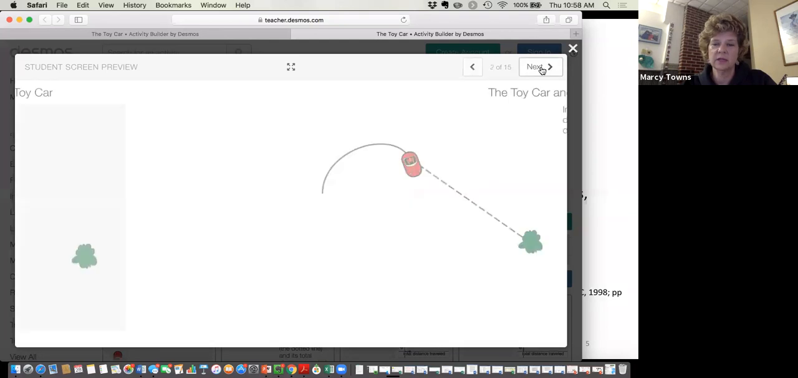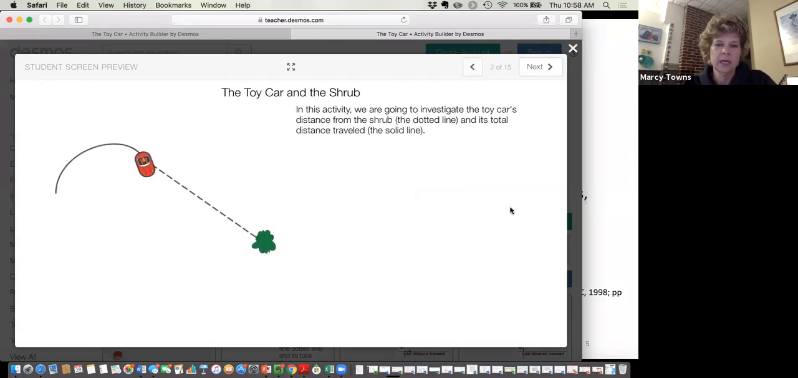Now, next thing we're going to do, we're going to go through this activity. So we're going to investigate the toy car's distance from the shrub and the total distance that it traveled. So what you're going to want to attend to are two things. How far is the car from the shrub? That's the dotted line. And how far has the car traveled? Okay, so those are the two things you're going to watch and look for.